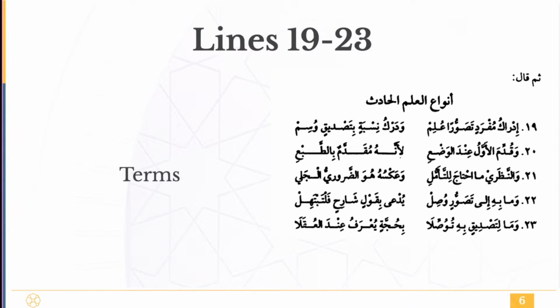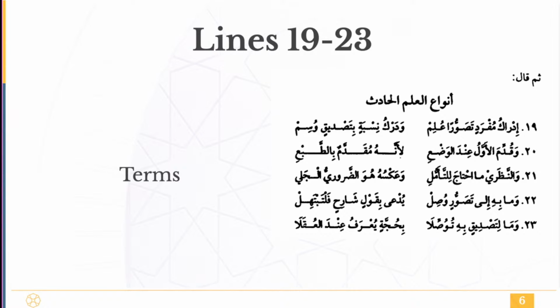And then, so he says in line 21, وَالنَّظَرِ مَحْتَاجَ لِلتَّأَمُّلِ وَعَكْسُهُ هُوَ الضَّرُورِيُّ الْجَلِي. So the nadari is that which requires reflection, and the opposite is the daruri, is the intuitively true, which is evident, jali.